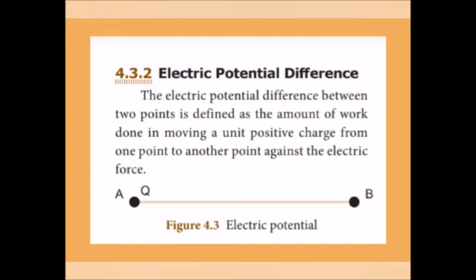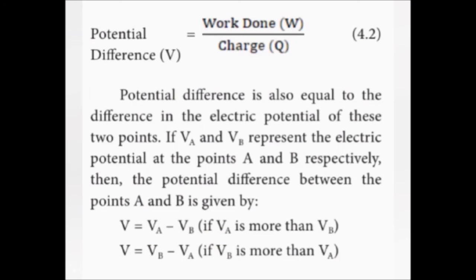Let us consider 2 points in an electric field, A and B. Q is the charge. Suppose we move a charge Q from point A to another point B, and let W be the work done to move the charge from A to B. Then the potential difference between the points A and B is given by the expression V equal to W by Q. That is, potential difference equals work done by Q.